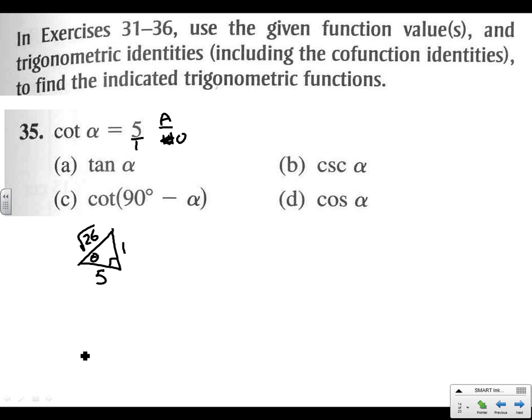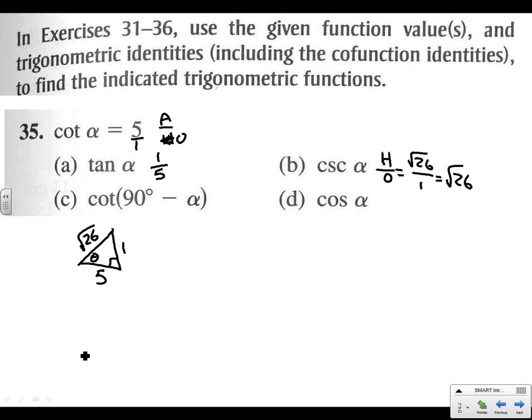All right, so let's do the tangent. The tangent is going to be the flip of cotangent, 1/5. Can do that pretty quickly. The cosecant is the flip of sine. Sine is opposite over hypotenuse, so this is hypotenuse over opposite. So root 26 over 1, or just root 26.